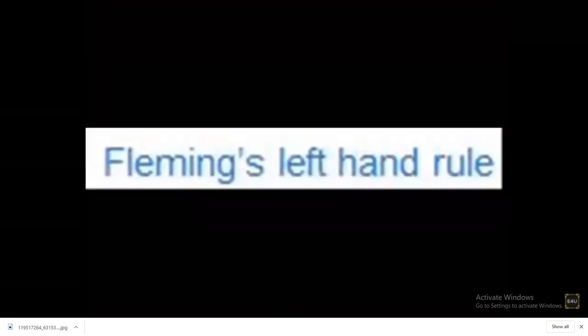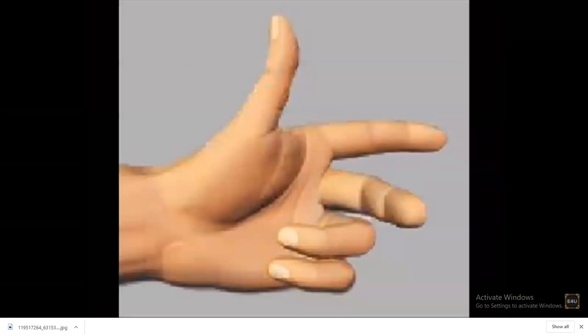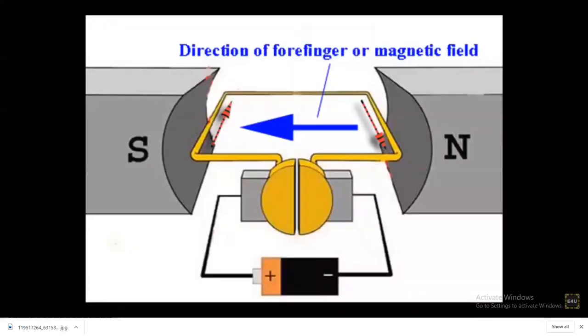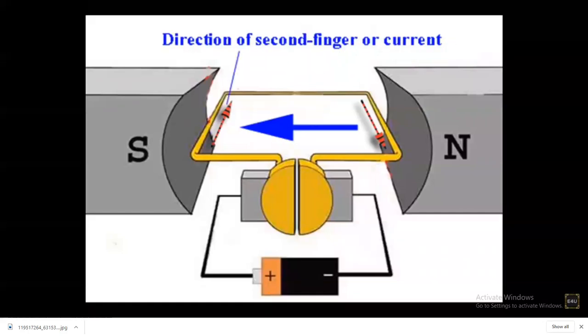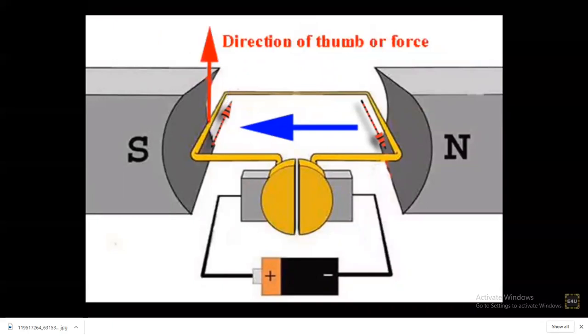For that, we have to stretch the forefinger, second finger, and thumb of our left hand at right angle to one another. With that, if the forefinger is aligned along the direction of magnetic field, that is from North Pole to South Pole, and the second finger or middle finger is aligned along the direction of current in the left side conductor, then the thumb indicates the direction of mechanical force. This is clearly upward here.